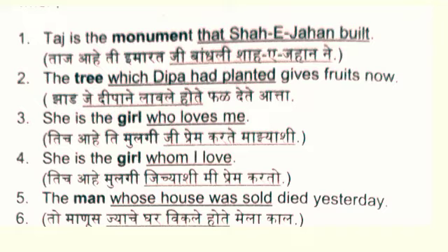The first is, Taj is the monument that Shah Jahan built. The second is, the tree which Deepa had planted gives fruits now. Third is, she is the girl who loves me. Fourth is, she is the girl whom I love. Fifth is, the man whose house was sold died yesterday.